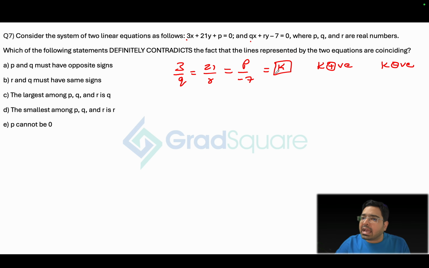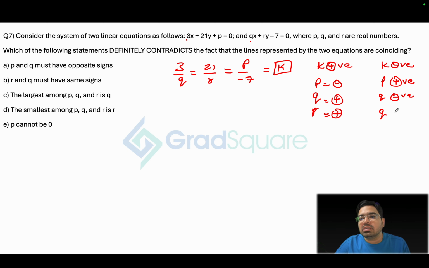Now, if K happens to be a positive number, then the value of P has to be what? Ultimately, P by minus 7 should turn out to be a positive number. So P must be a negative number. What happens to Q and R? Q and R must be positive numbers. So this is one idea that we have. The second is if K is a negative number, then the value of P must be what? P must be positive. And what happens to the values of Q and R? Q and R must turn out to be negative numbers, right?